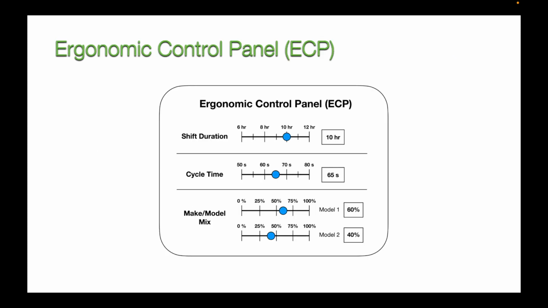Now, this is the concept of an ergonomic control panel, to where we can change things such as shift duration, cycle time, make model mix, where you can have your evaluation info digitally recorded, a digital version of it, and then you can play around with slider bars or things to see what changing these operational parameters will have on your resultant risk.